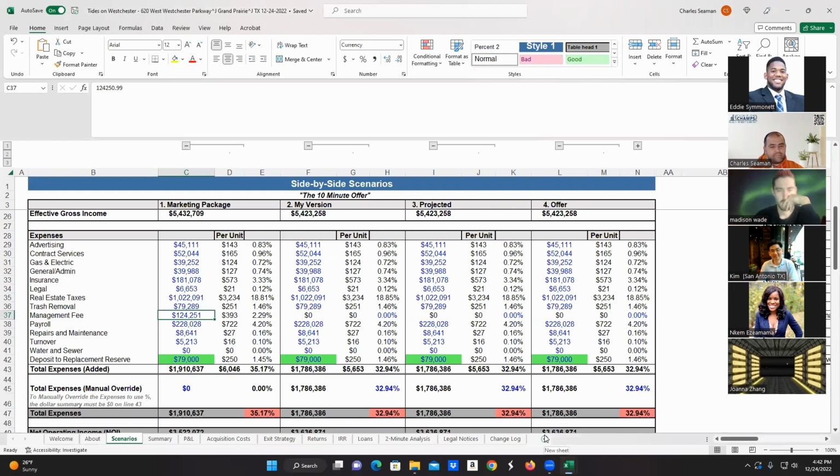Okay, R&M turnover. So I mean, it's alarming. I don't know if we're missing anything, but this R&M and turnover number is just ridiculously low. I would agree with that. The fact that the tax bill is pretty much 50% of the expenses leads me to say that a lot of these other things are probably quite low.